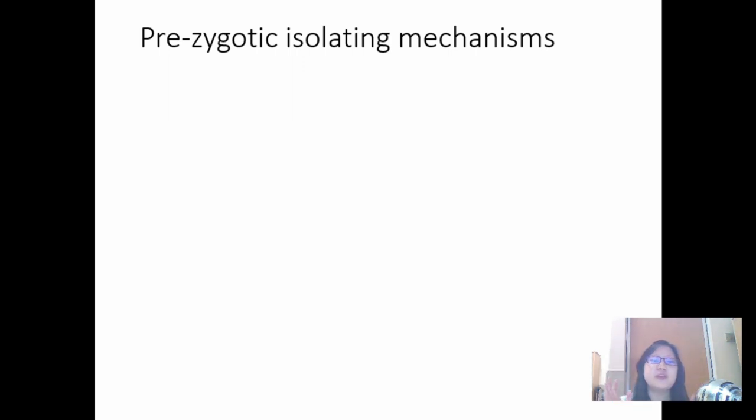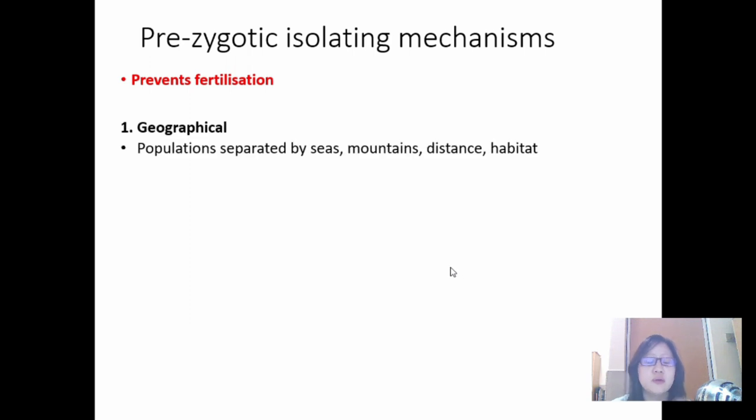So starting with the pre-zygotic isolating mechanisms. Again, this is a reproductive barrier that prevents fertilization or prevents mating entirely. So some of these isolating mechanisms include, number one, geographical barriers. So populations may be separated by seas, mountain, distance, or habitat. So geographically, they don't even meet. So how would they mate? So they can't even meet.